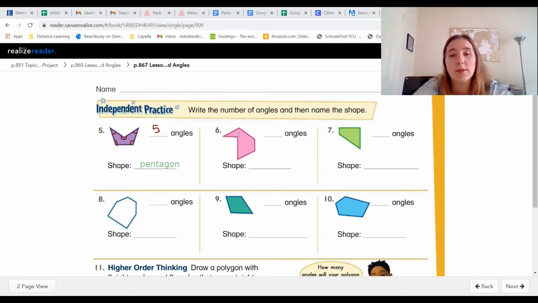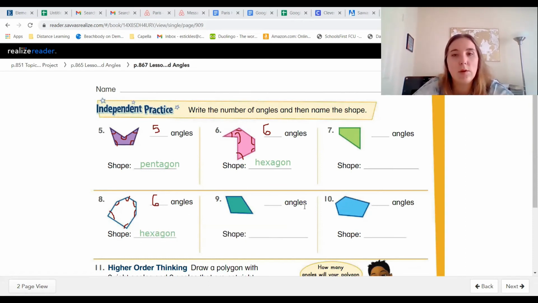Okay. I want you to look at number 6, count the angles, and then tell me what shape it would be. So pause me, do that, and then come back when you found the answer. Okay, let's look. So I'm counting 1, 2, 3, 4, 5, and 6 angles. So that would make this a hexagon. What about number 8? Let's look at number 8 together. If I count the angles on this shape, I see 1, 2, 3, 4, 5, 6 angles. So this one would have to also be a hexagon.